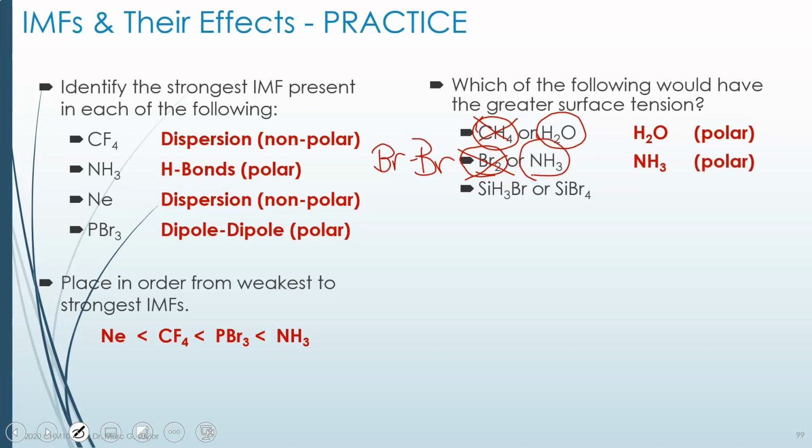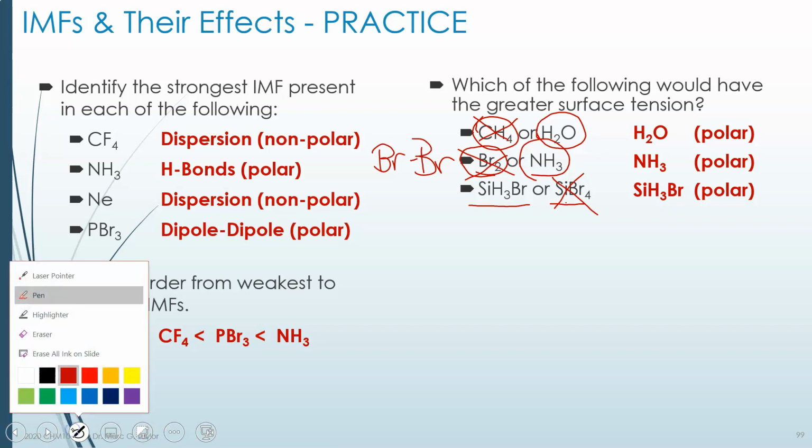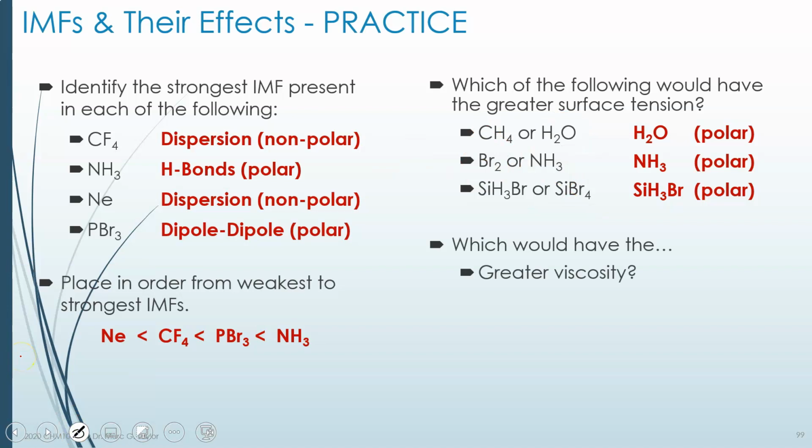ammonia. And now we have two molecules that are very similar, silicon with 4 bromines and silicon with 1 bromine and 3 hydrogens. Well, when we have 4 bromines, we know that's symmetrical, so that's going to be nonpolar, that's out. So our choice will be the silicon with 3 hydrogens and 1 bromine. And I'll erase those.